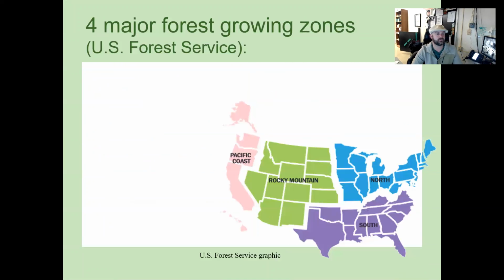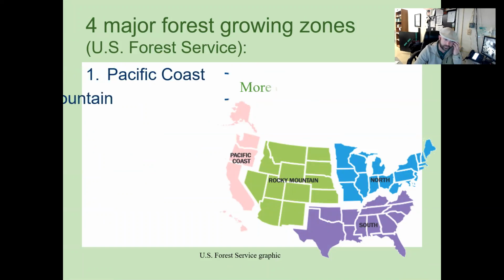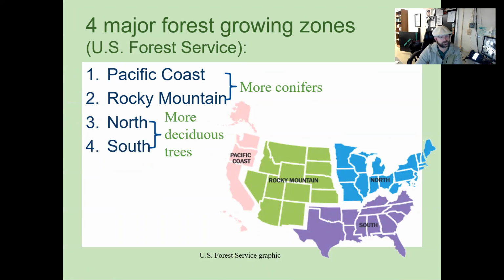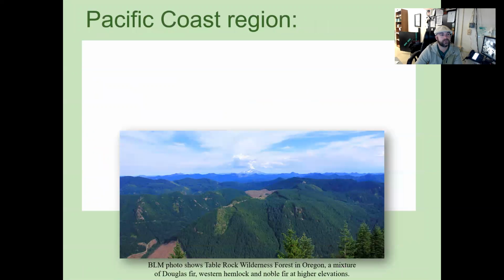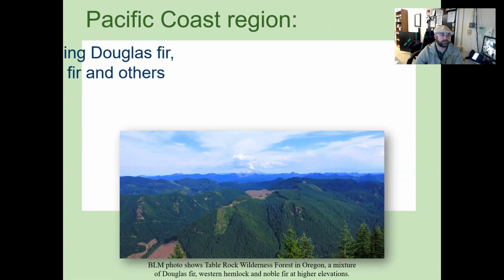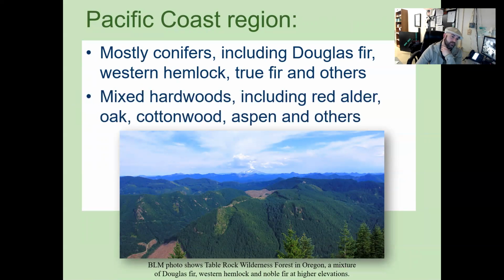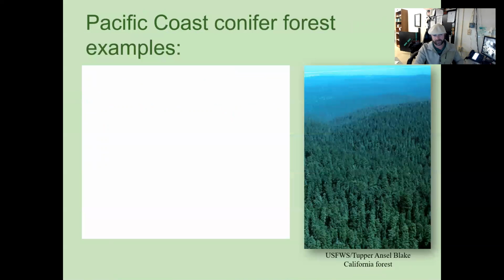So our 4 major forest growing zones in the U.S. are the Pacific Zone and Rocky Mountain Zone, where you're going to typically have more conifers and pines, and the north, which has more deciduous trees, along with the south. Then the Pacific Coast region is mostly conifers, including Douglas fir, western hemlock, true firs, and others, and mixed hardwoods, including red alder, oak, cottonwood, aspen, and others. So think of that as like Oregon, Washington, California type area.